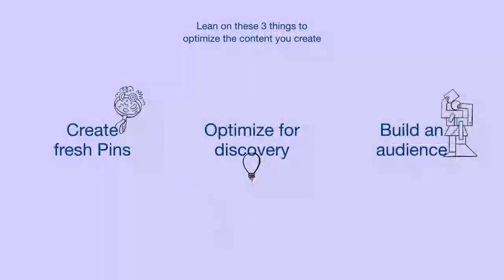There are 3 primary things to consider to find success. 1 is to create fresh content regularly. 2 is to optimize for discovery when developing that content. And 3 is to engage with your audience and, again, publish native content to drive awareness.